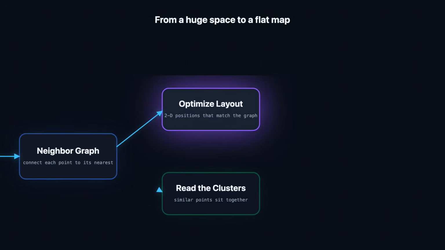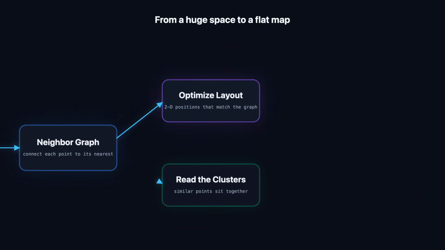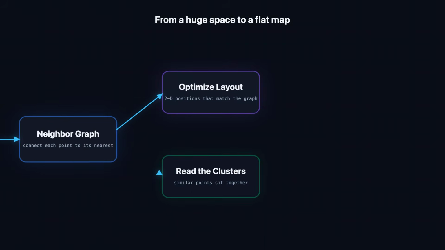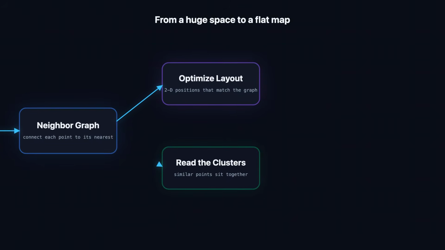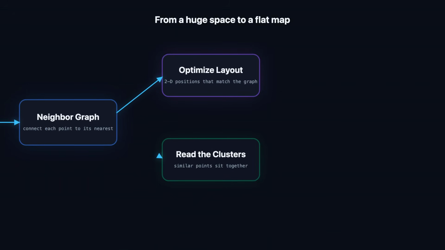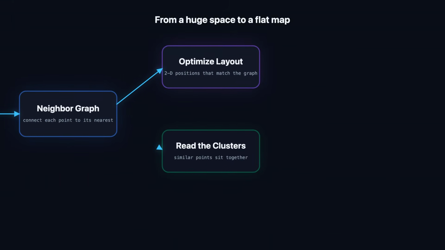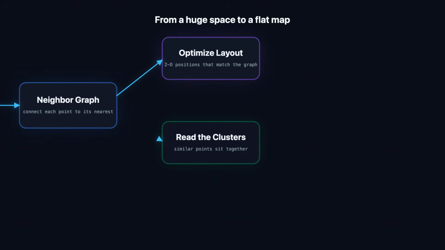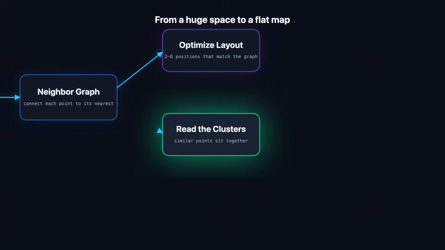Then optimize a layout. UMAP drops all the points into a flat, 2-dimensional space and nudges them around until their low-dimensional graph matches the high-dimensional one as closely as possible. Neighbors stay close, and unrelated points drift apart.